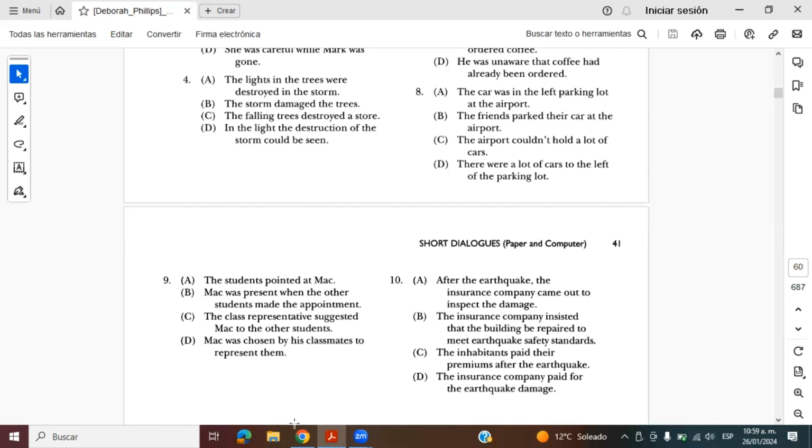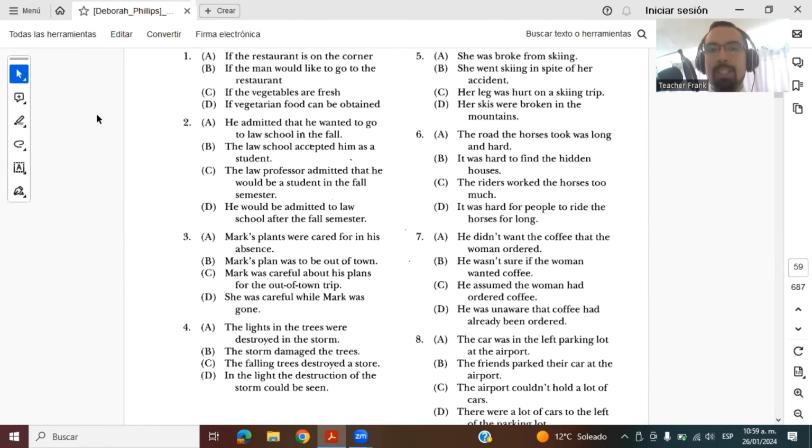Okay, very good. So let's check these. Number one is going to be D. He wanted to know if vegetarian food can be obtained. Number two is B. The law school accepted him as a student. Number three is A. Mark's plants were cared for in his absence. Number four is B. The storm damaged the trees. Number five is C. Her leg was hurt on a skiing trip.